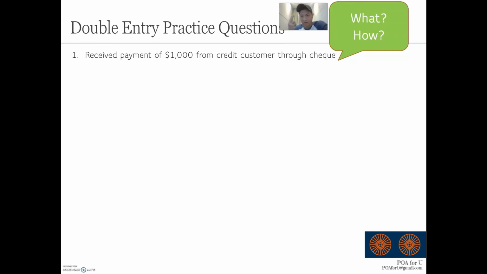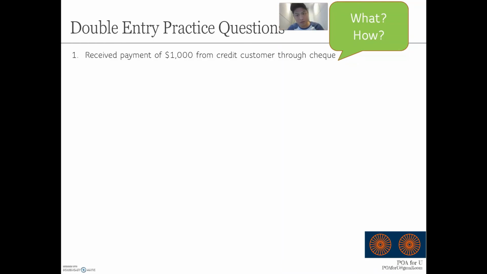So two things in my mind, right? Credit customer, I would think about trade receivables. And check, I would think about cash at bank. Now, which would go up and down as a result of this? So when I receive payment, then my bank account actually goes up. Bank is debit in nature, and so if it goes up, then I should debit bank, cash at bank. And if the customer pays me money, then their balance with me, their trade receivables with me actually goes down.